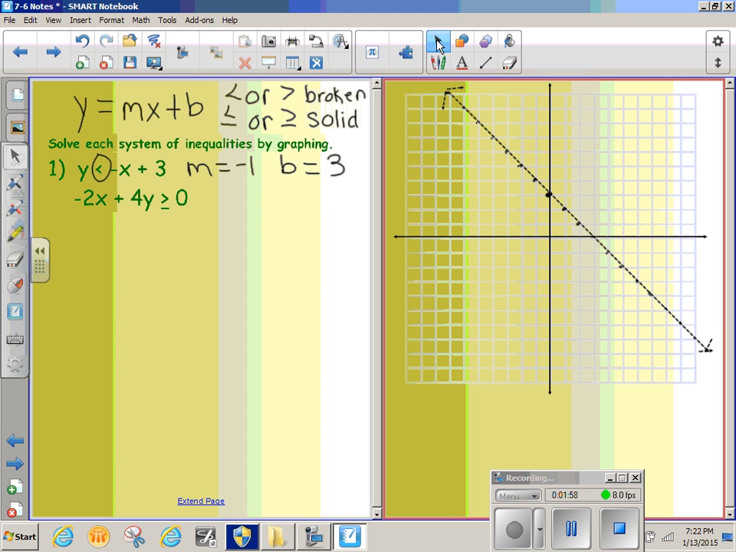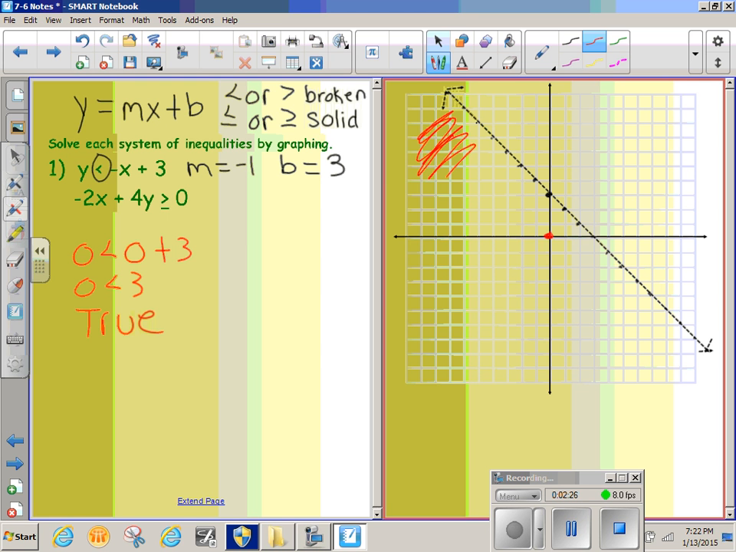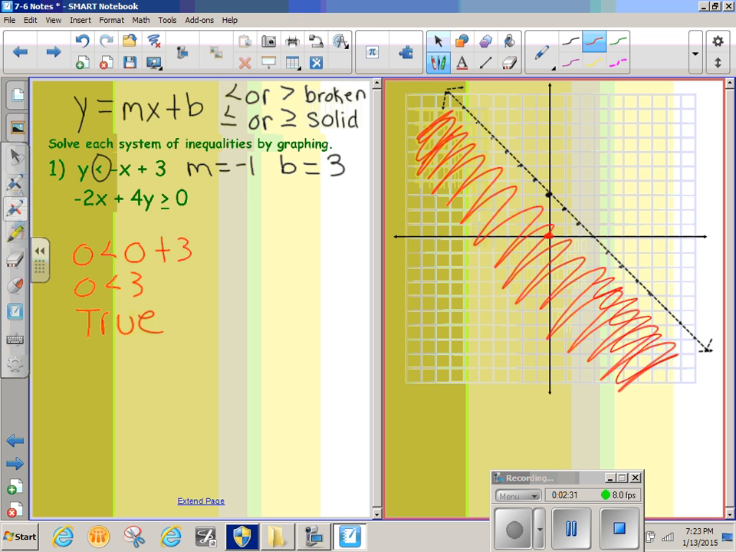From here, I have to determine which side of the line I'm going to shade on. To do that, I need a test point or a checkpoint. An easy test point is 0, 0. When I substitute in 0, 0, then it's going to look like 0 is less than 0 plus 3. So 0 is less than 3. Because that's a true statement, then I'm going to shade on my test point or over my test point. If it was false, I would shade on the right side of the line. In other words, on the opposite side than where I chose my checkpoint.